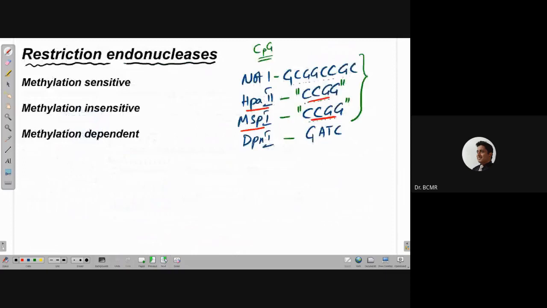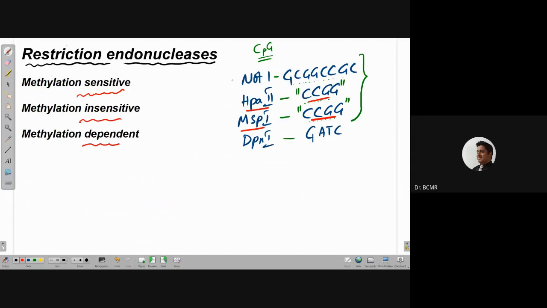And then I will quickly move through these. You have also learned about restriction endonucleases. Some of them are methylation sensitive, some are methylation insensitive, and some are methylation dependent. So the question here is, here are 3 examples, and why we are looking at these is important.